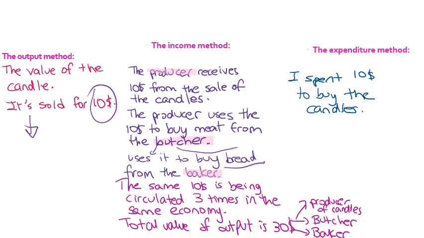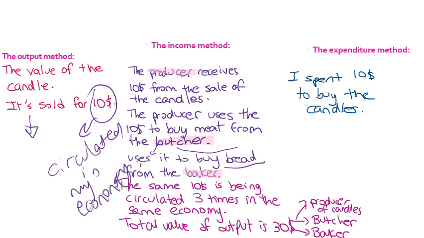So what's happening? Why do we call it a circular flow model? Because this piece of money is being circulated in the economy. So the same $10 is being circulated 3 times in the same economy. The total value of the output is $30 because we were talking about the producer of the candles, the producer of the butcher, and that of a baker.